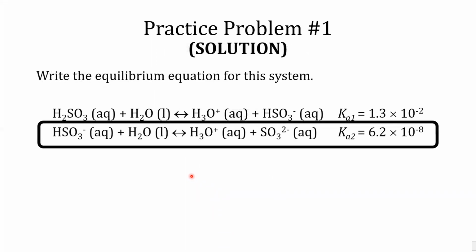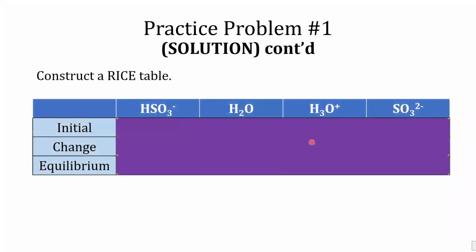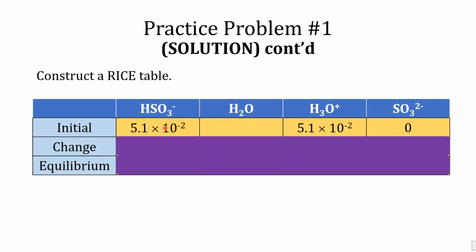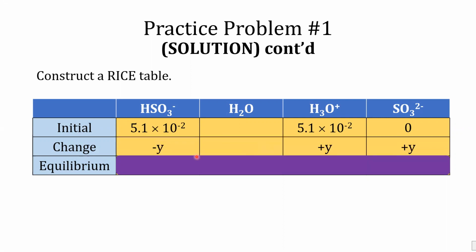Now our focus is on the second ionization process, where bisulfite ion in liquid water ionizes partially to form hydronium and sulfite ion with a Ka2 value equaling 6.2 times 10 to the minus 8. Like before, a construction of a rice table is made where the initial concentration of bisulfite and hydronium ions are both 5.1 times 10 to the minus 2 molar and 0 molar for sulfite ion. The change is minus Y for bisulfite ion and plus Y for both hydronium and sulfite ion.